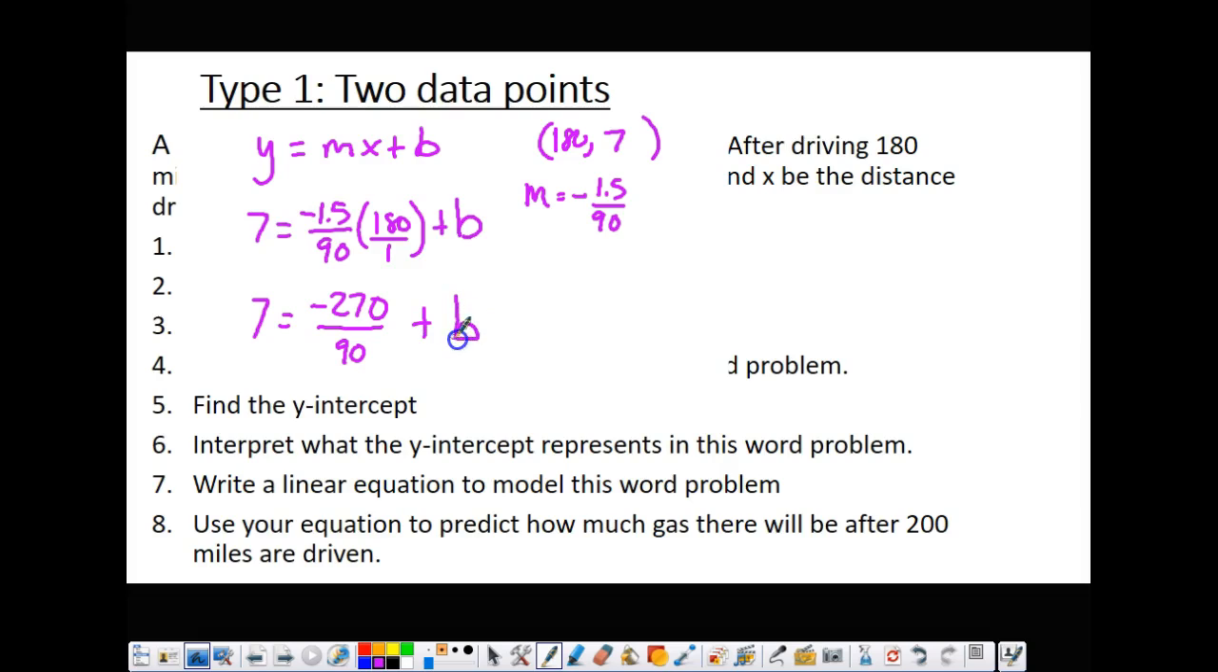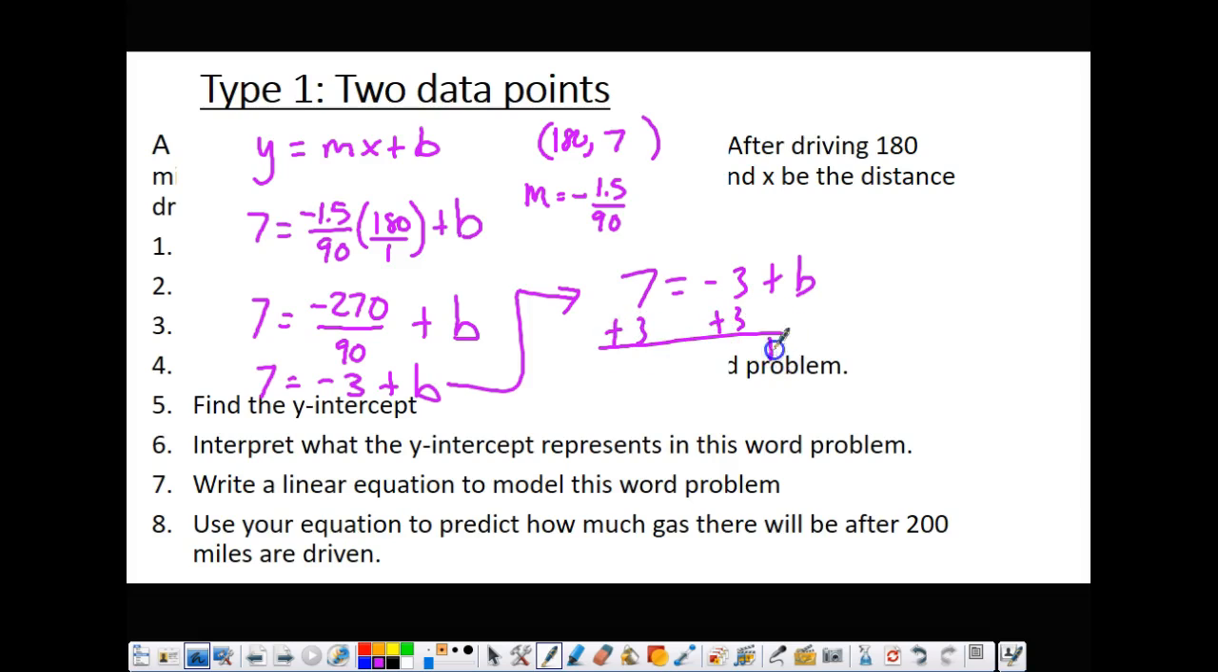So anyway, let's continue. Now this actually turned out pretty sweet. What's 270 divided by 90 on a calculator if you need to? What is it? -3. And once again, Jonathan, your number's coming up here again. If I have 7 equals -3 plus b, what do I get?